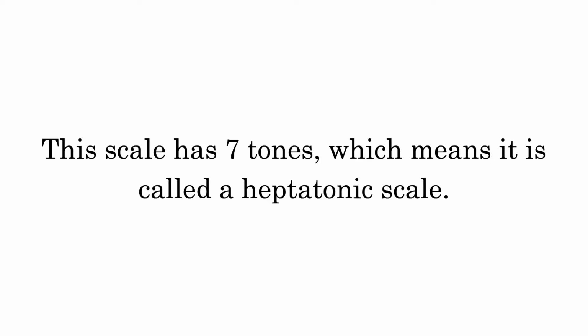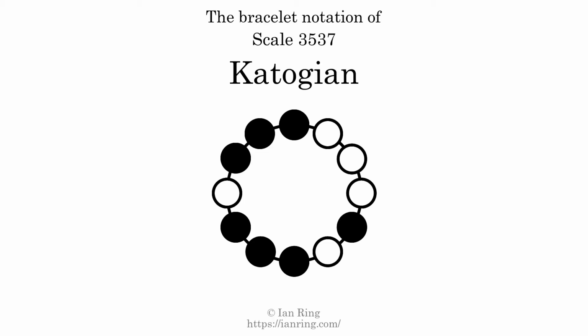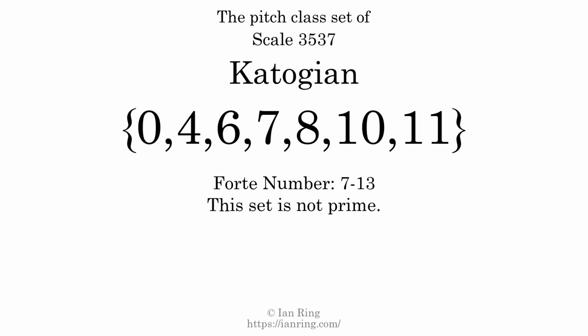This scale has 7 tones, which means it is called a heptatonic scale. This is a bracelet notation diagram of scale 3537. The shaded circles represent tones that appear in the scale, and they are read clockwise, starting at the top. The pitch class set for this scale is 0, 4, 6, 7, 8, 10, 11. The fault class is 7, 13. This set is not prime.